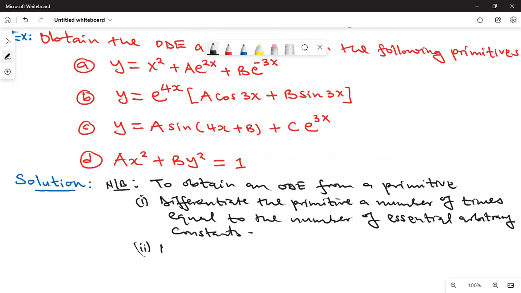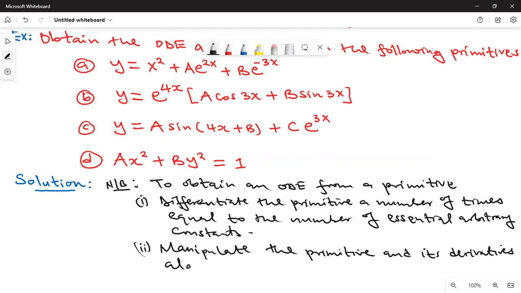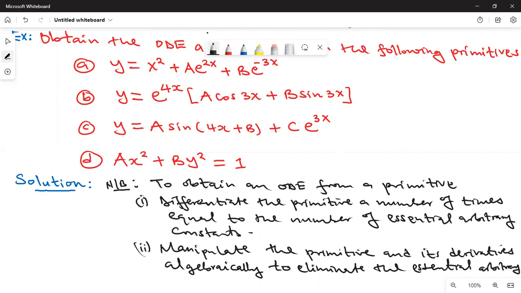The next item, you now need to manipulate the primitive and its derivatives algebraically to eliminate the essential arbitrary constants. So that's those two steps.